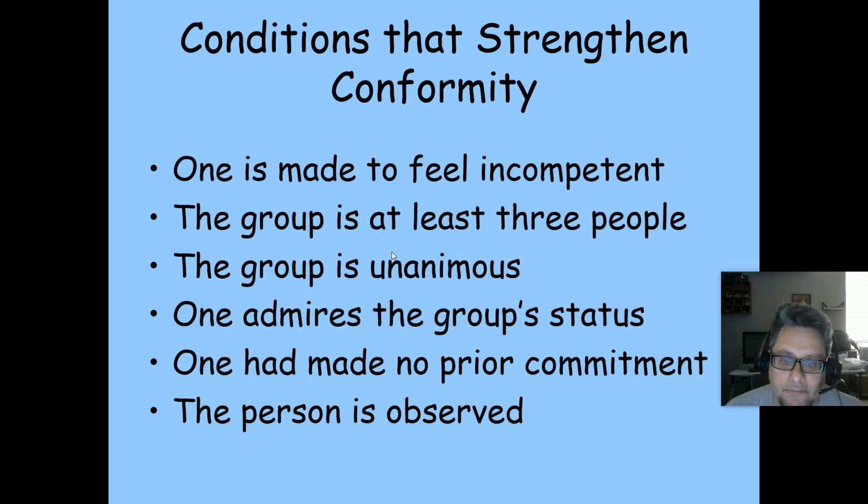That they had not made a prior commitment. Now, if they asked the subject first in the Asch experiment, they would often say the right answer and then stick to it. But if they put them in the middle or at the end, they hadn't made the commitment yet, they would start going with the group. And the person that's conforming has to be observed by the group. So if they're voting in secret, then they're obviously not going to conform. But if they are observing the group and the group is observing them, they're much more likely to conform.